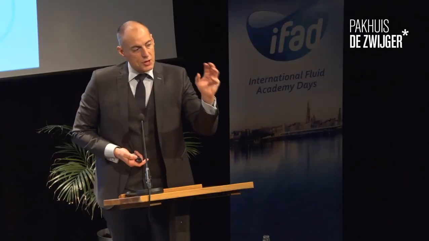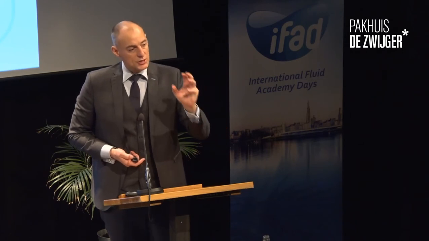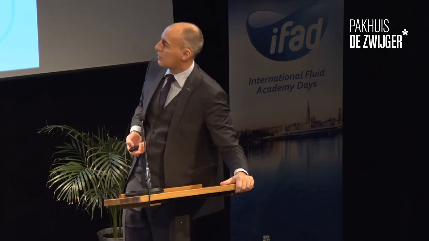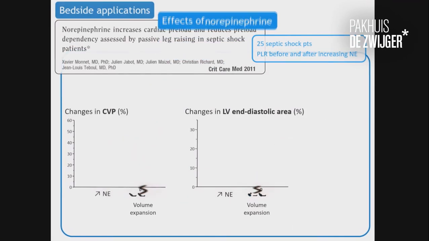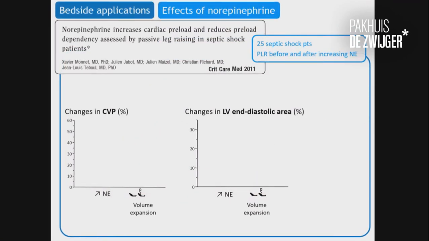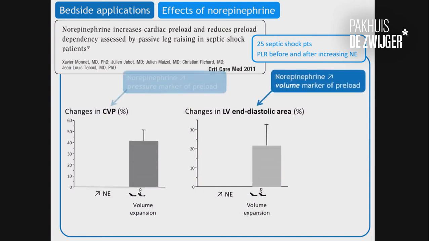Finally, an important consequence of this physiology is likely for revisiting the effects of norepinephrine. Because basically, if we give norepinephrine, it is to increase the arterial pressure, to use the arterial vasoconstrictive effects of the drug. But norepinephrine also increases cardiac preload. It's been demonstrated by some studies today. For instance, here we showed that along with volume expansion, giving norepinephrine significantly increases the CVP or the LV end-diastolic area.